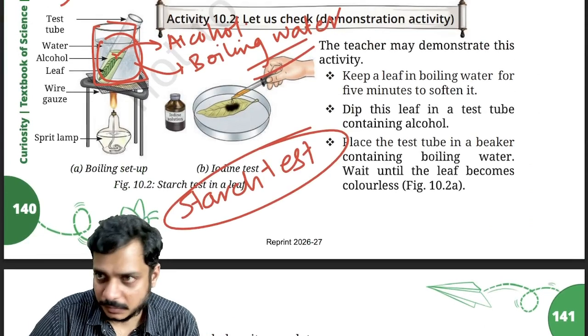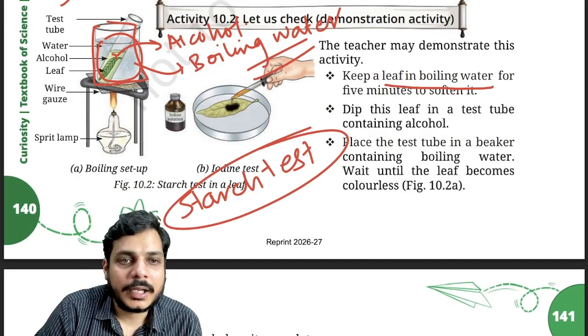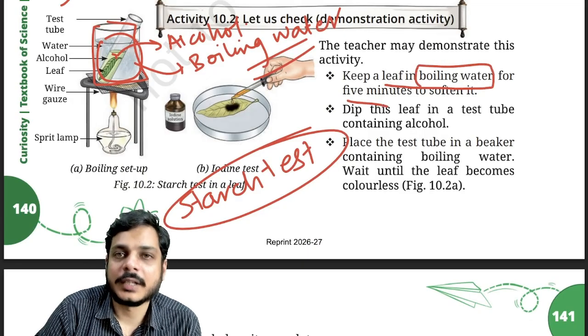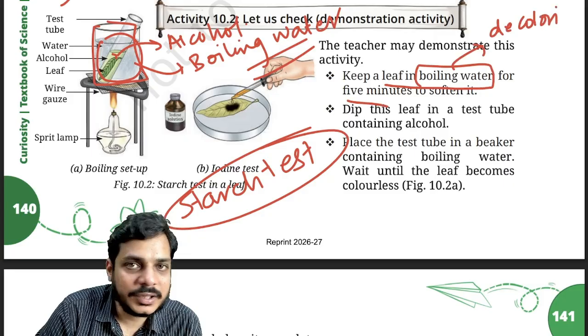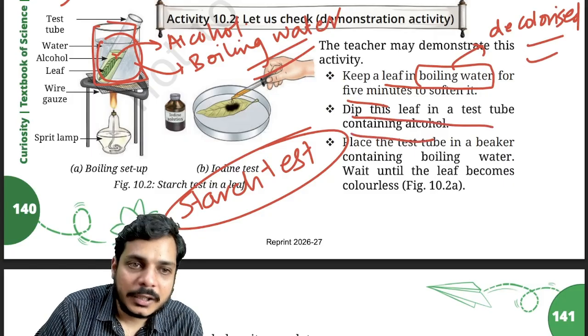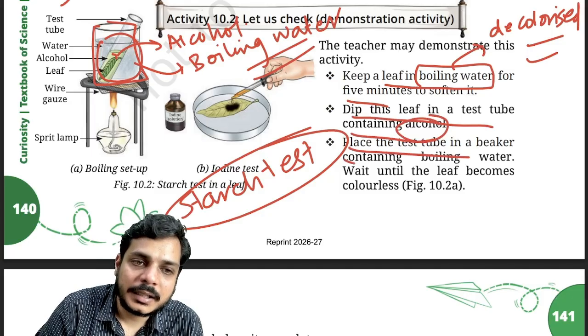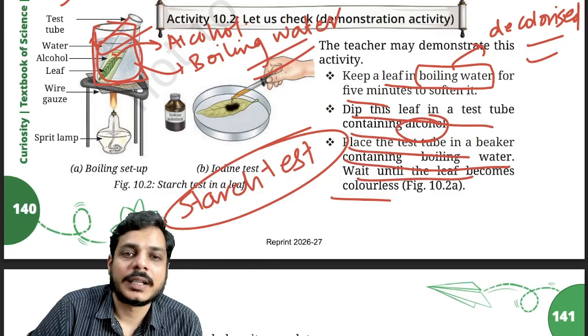Okay, now just read this all. We are starting with, you keep the leaf in boiling water for 5 minutes. We keep it in boiling water so that it gets decolorized. That means it loses its color. Okay. Then dip this leaf in a test tube containing alcohol and place the test tube in a beaker containing boiling water. We have done this. Okay. And wait until the leaf becomes colorless.